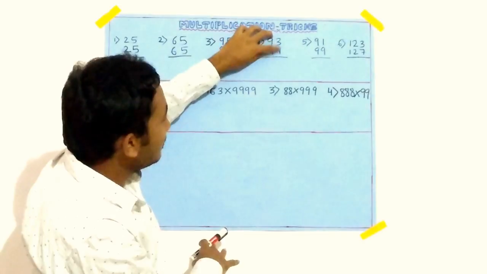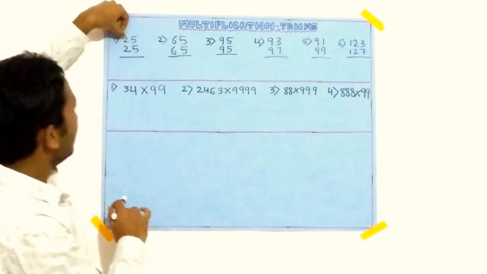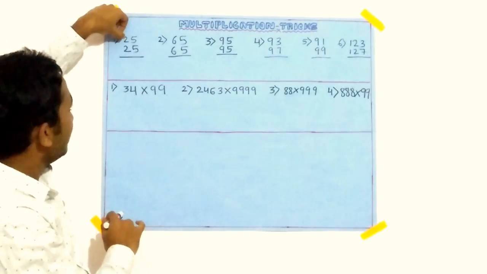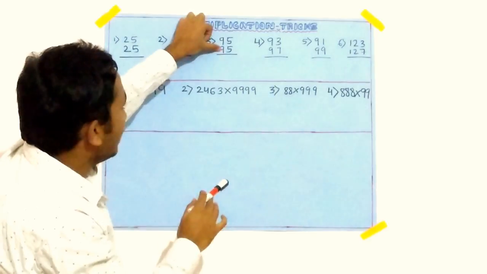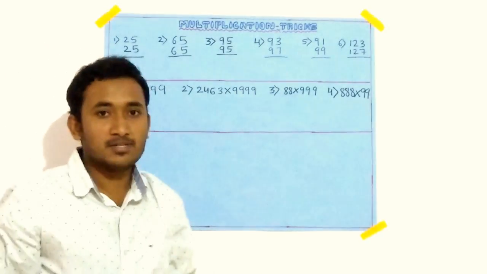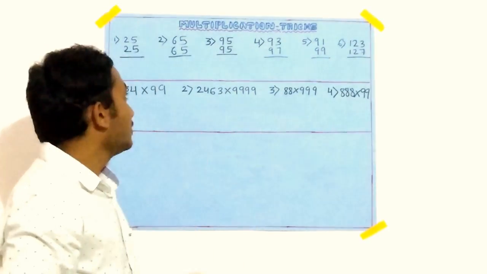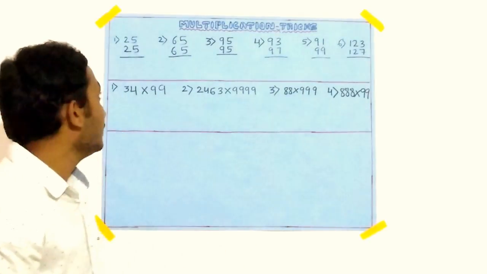anything, like the sum of the unit digits should be 10, and also the next digits are the same in all the examples. You can see here 2 2, here 6 6, here 9 9, here also 9 9, here also 9 9, here 12 12. So if you come across this type of example, then you can do the calculation within 2 seconds. I will show you how to do that within 2 seconds.